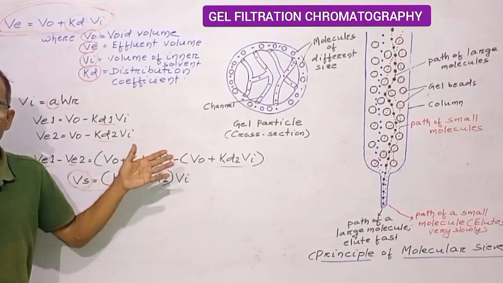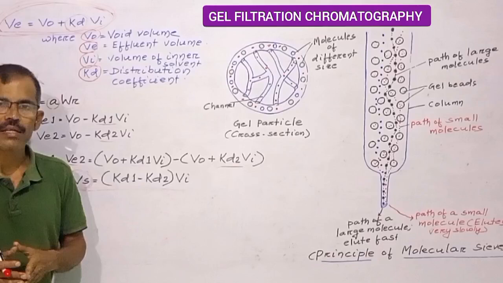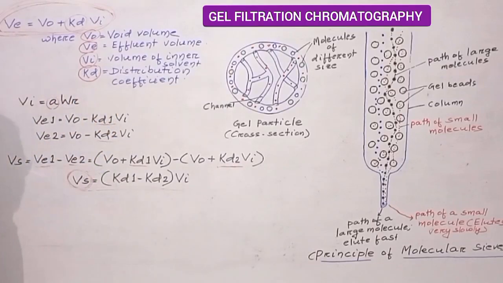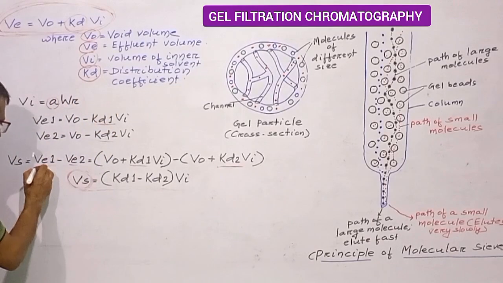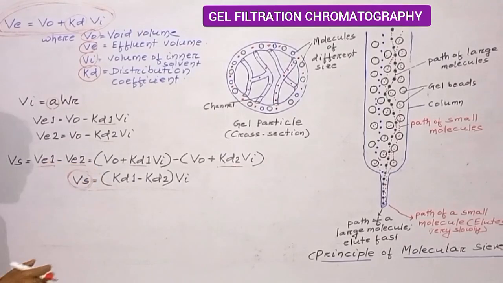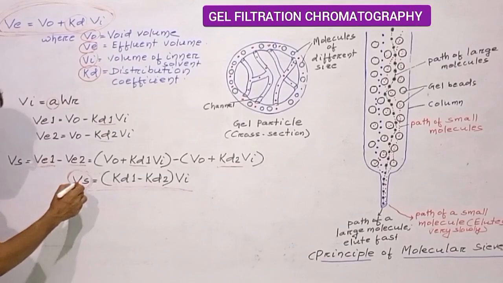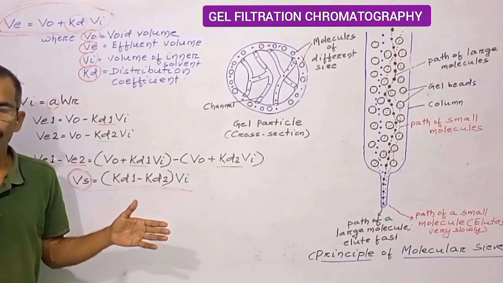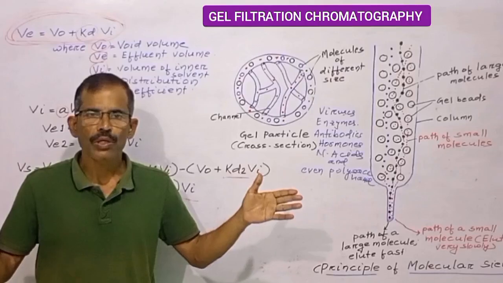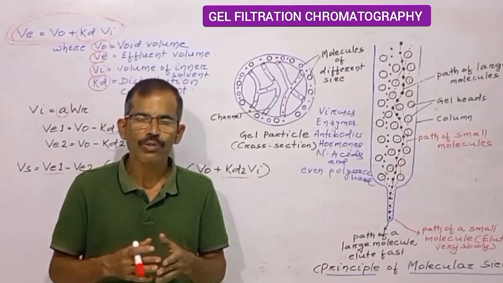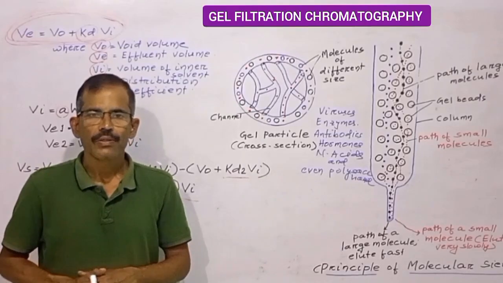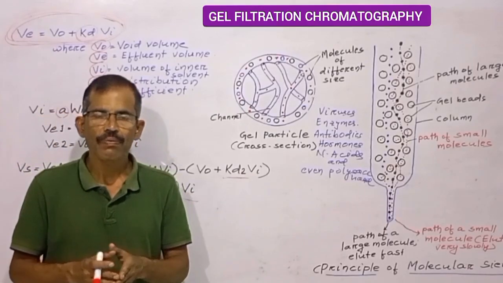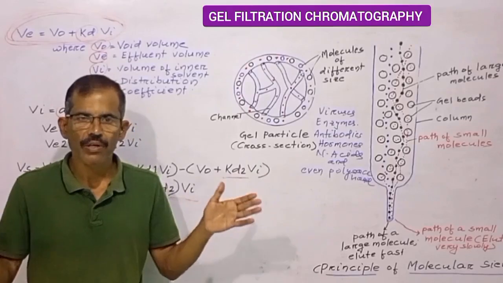For two different substances having different molecular weights and therefore different distribution coefficients Kd1 and Kd2, the difference in the effluent volume V1 minus V2 is given by this equation, where Vs is the volume of the sample that should be applied for the complete separation of two different substances. The distribution coefficient and the effluent volume are both related to the molecular size. Therefore, one can calculate the relative molecular weight of various biomolecules if their effluent volume is determined by gel filtration.